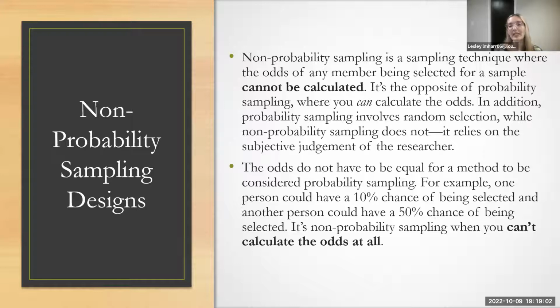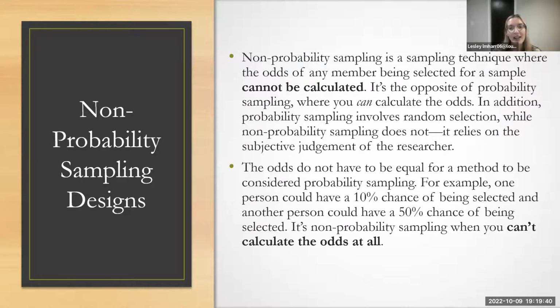Okay, more on non-probability sampling design. Non-probability sampling is a sampling technique where the odds of any member being selected for a sample cannot be calculated. So it's the opposite of probability sampling, where you actually can calculate the odds, which we'll get to in a minute. In addition, probability sampling involves a random selection, while non-probability does not. It relies on the subjective judgment of the researcher. So it's up to us to say, I think you meet the inclusion criteria because of your lived experience or because you've been at the organization this long. You have a lot to share. You have a lot that we can learn from.